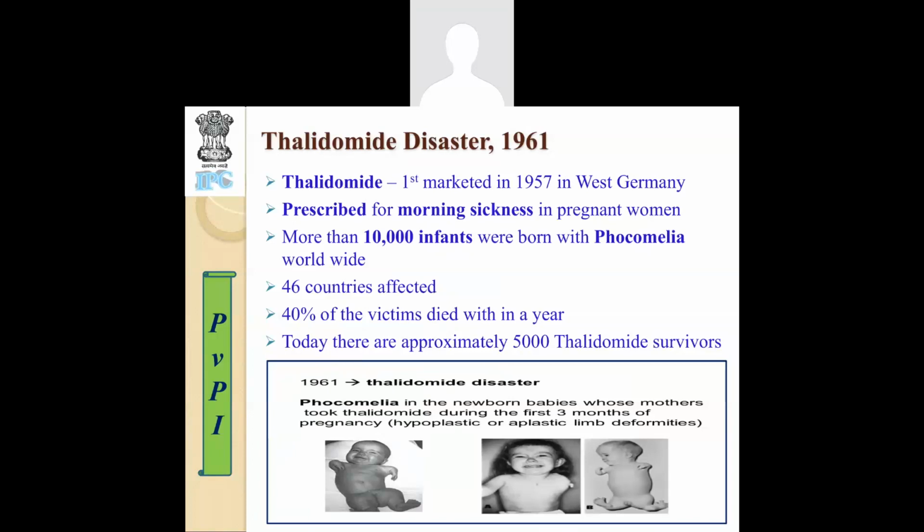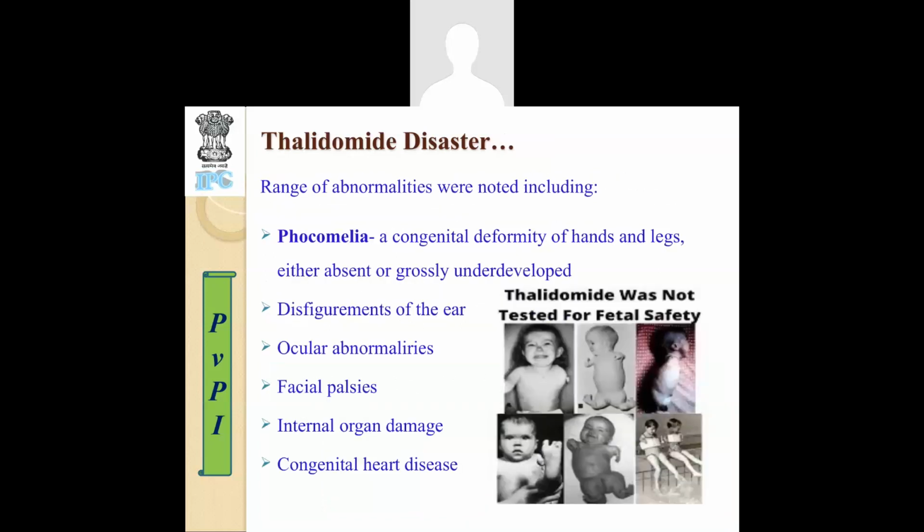There were some other deformities also found during this thalidomide disaster. I'll show you in the next slide. A range of abnormalities were noticed during this disaster, like disfigurement of the ear, ocular abnormalities, facial palsies, internal organ damage, and congenital heart diseases. These were all the abnormalities noticed during the thalidomide disaster.